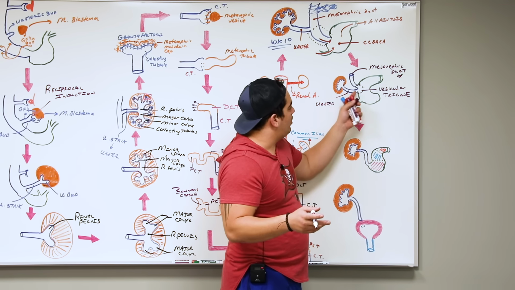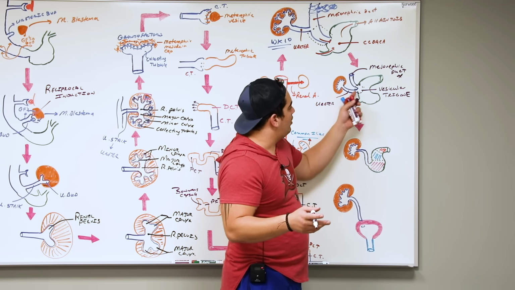And then anterior to this, what is this going to be? This is what's going to become the bladder and the urethra. So now we've separated this, and what we actually call this anterior portion besides the bladder and the urethra, we actually call it the urogenital sinus.